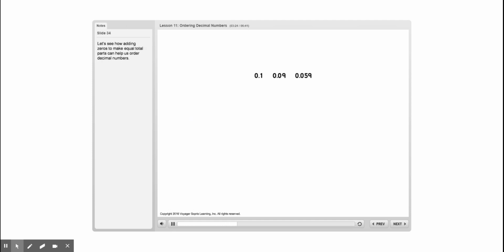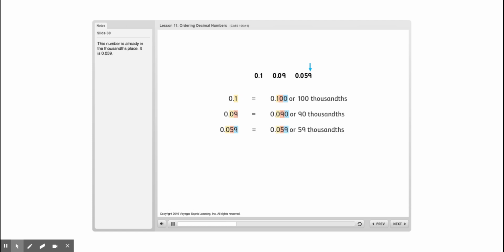Let's see how adding zeros to make equal total parts can help us order decimal numbers. The smallest place value is here. This 9 is in the thousandths place. We need to change each number to thousandths in order to compare them. We add 2 zeros to 1/10 to make it 100/1000ths. We add 1 zero to 9/100ths to make it 90/1000ths. This number is already in the thousandths place. It is 59/1000ths.